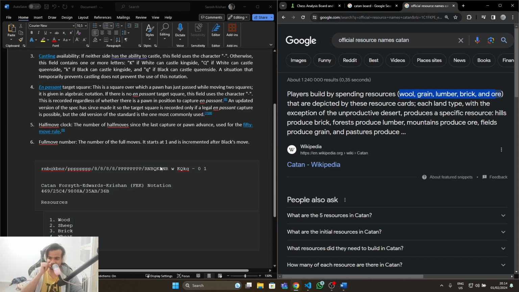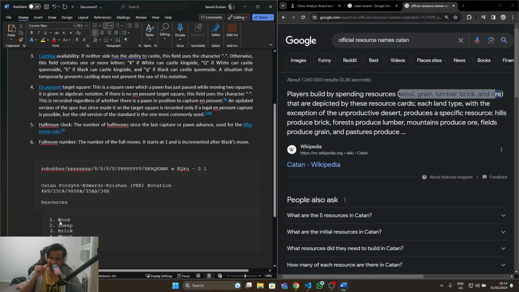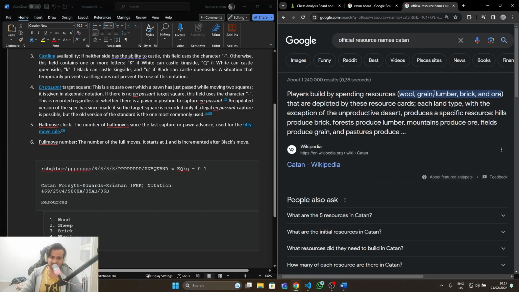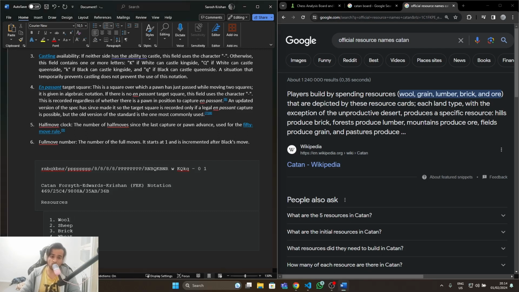Okay, let's see which one's better. For each of these, let's just assume we're going to use their first letter. So we have W, S, B, W. Oh, there's 2 W's. That's not good. So we have W, G, L, B, O. Yeah, okay, the original works better. So instead of wood, we have wool. Someone's going to confuse that. Okay, let's just keep it wood then.